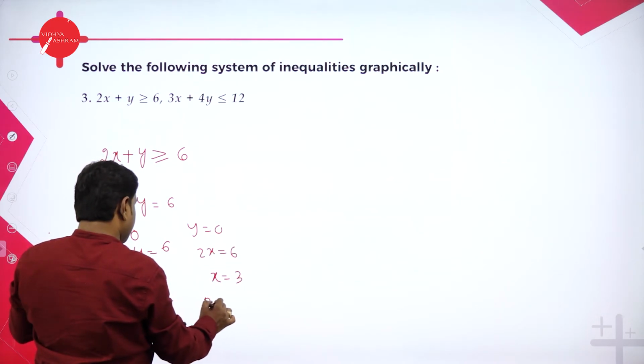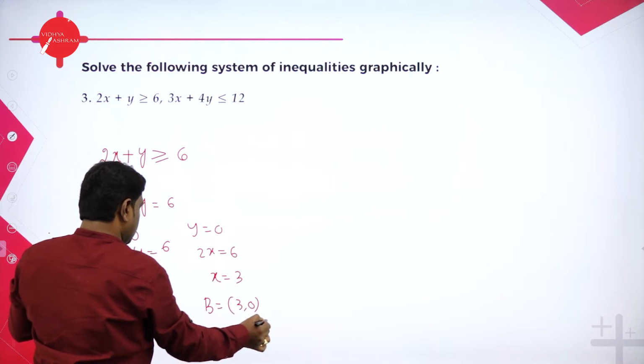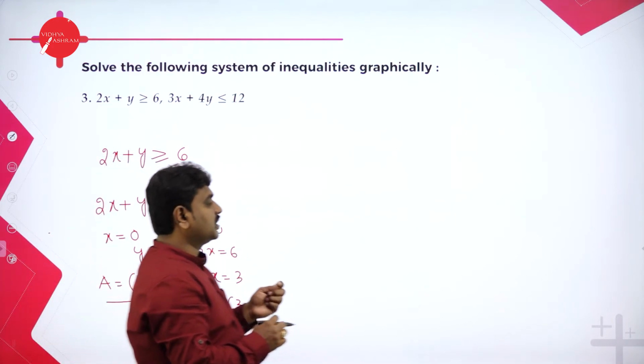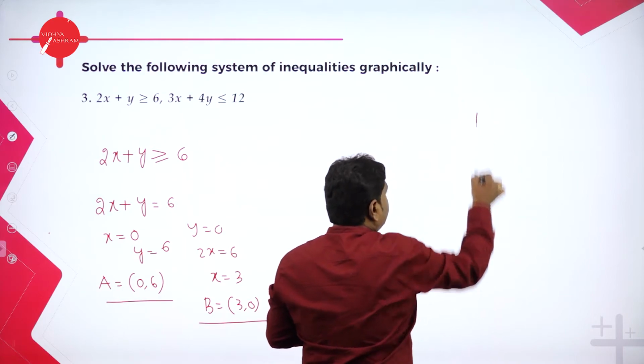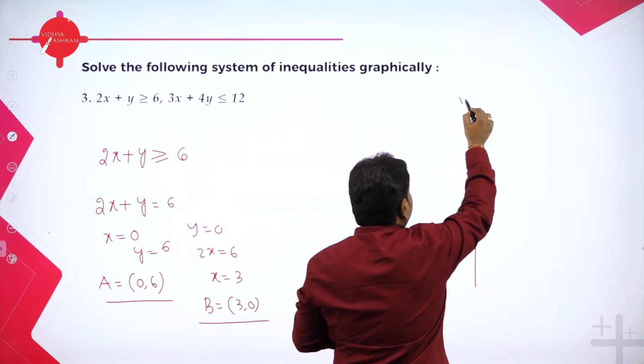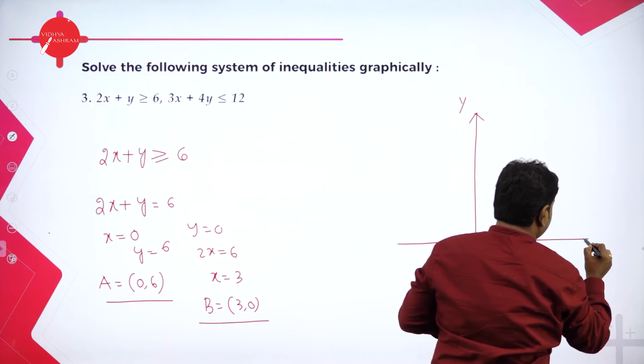So we got point B. B is what? 3 comma 0. We got another point. So now plot them on the graph. Now we got 2 points. This is the y axis and this is the x axis.